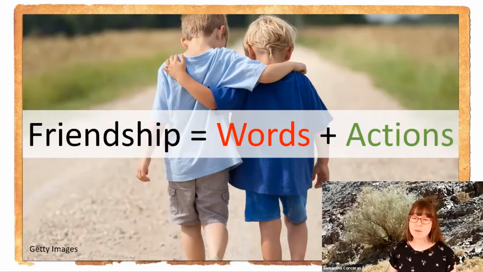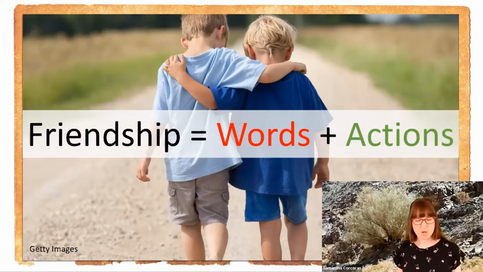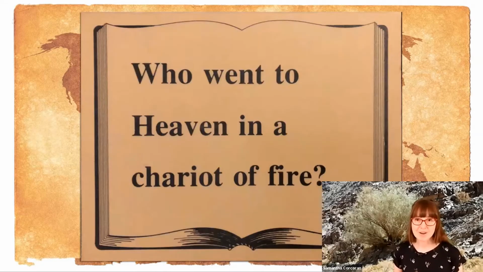So we've been talking about friendship, and what is friendship and how does it work? And so last week when we talked about Jonathan and David, we learned that friendship equals, it's math. Who knew you were going to have to do math in Bible class, huh? Friendship equals words plus actions. So you have to say kind words, and then if your friend needs help, you've got to actually take action and help. So that's what we're talking about today, but with this character.